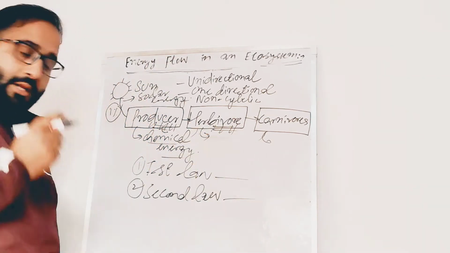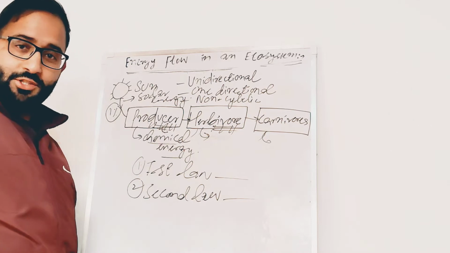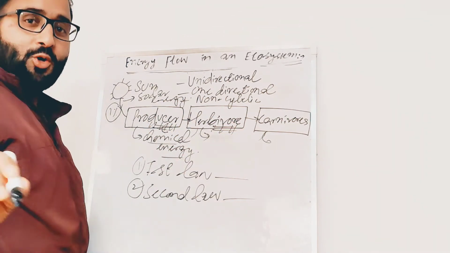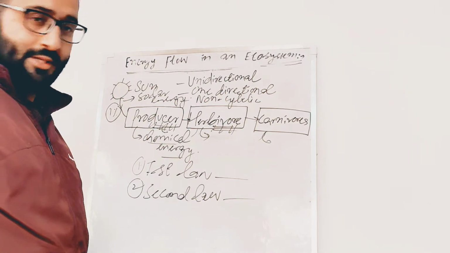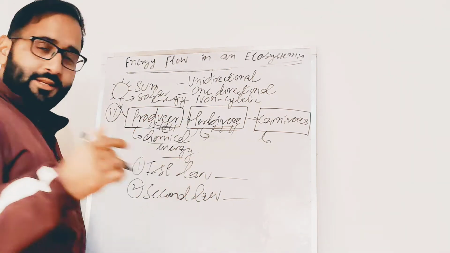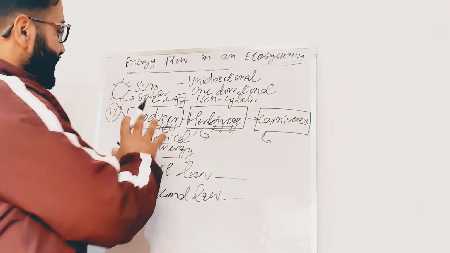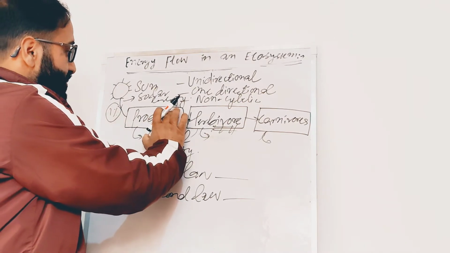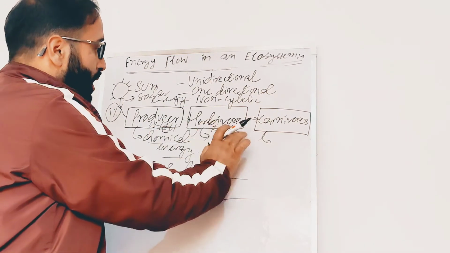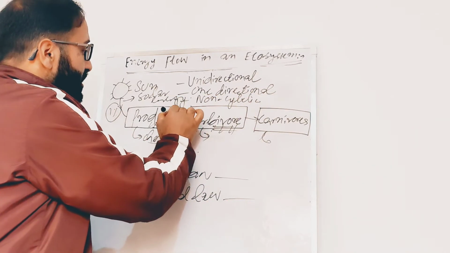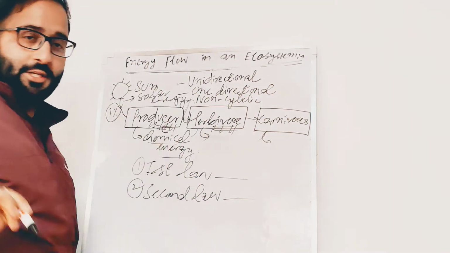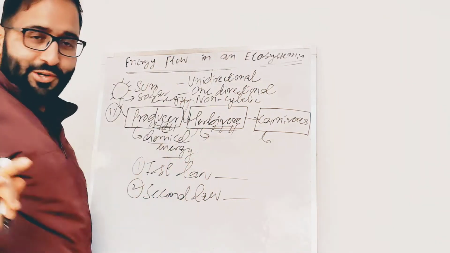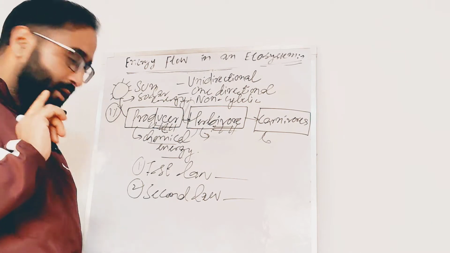What does the second law of thermodynamics say? It says whenever energy is transferred from one system to another system, some amount of energy is lost into the environment. Or we can say there is always loss of energy whenever energy is transferred from one system to another system. Look here, energy is being transferred from producer to herbivore or from herbivore to carnivore. There is loss of energy. Some amount of energy is being lost into the environment.